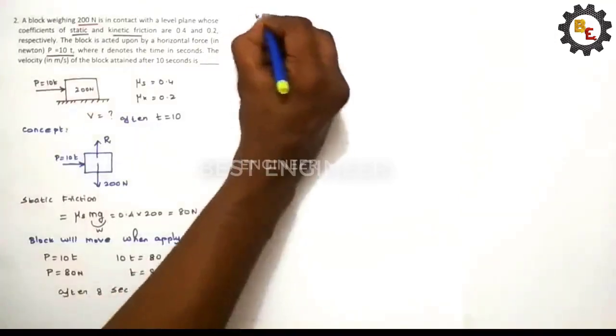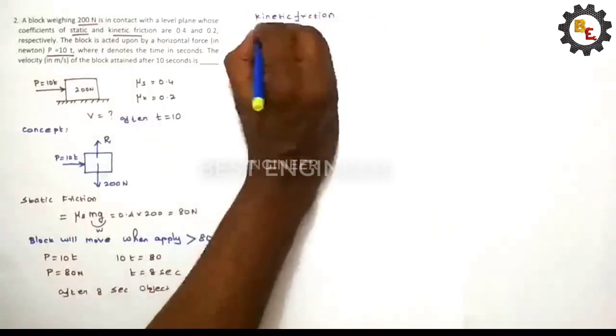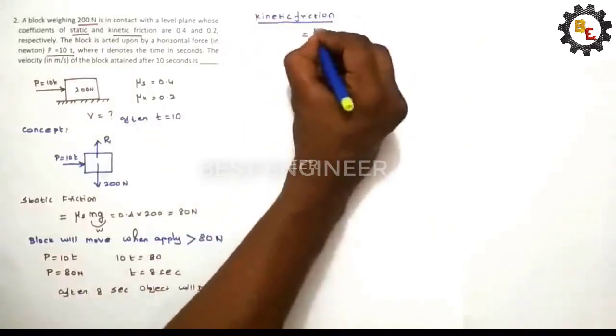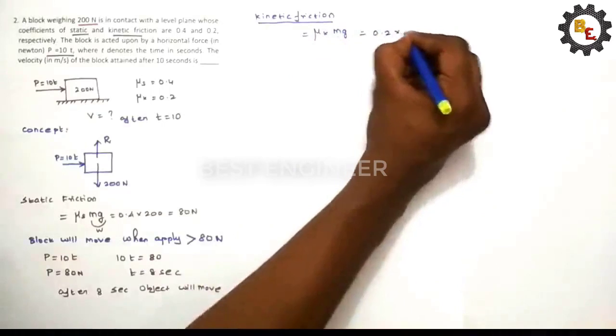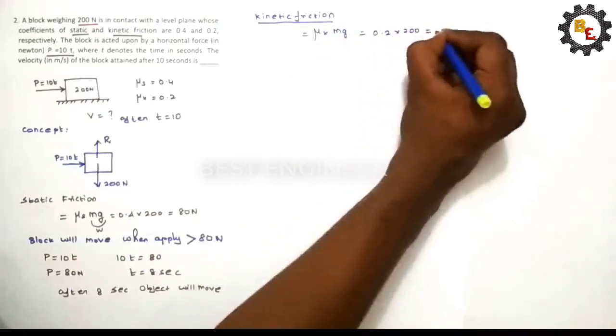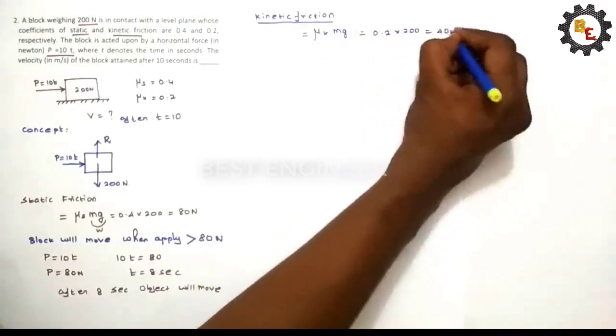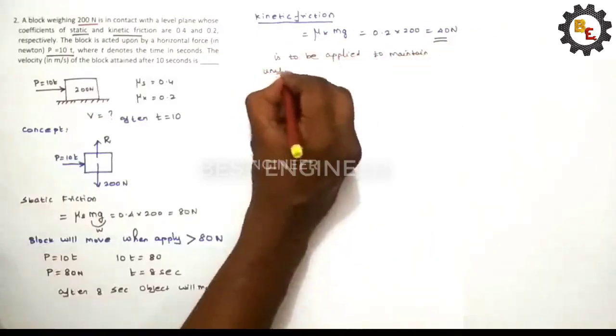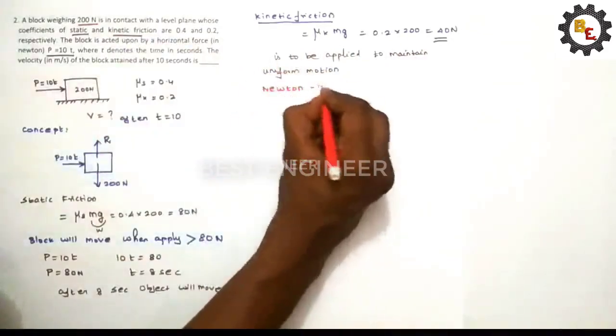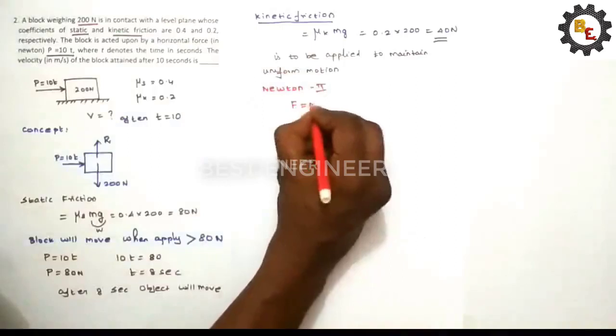Kinetic friction is equal to mu kinetic into mass into gravity. That is, kinetic friction is 0.2 into 200, which is equal to 40 Newton. This 40 Newton force is to be applied to maintain uniform motion. Now let's go for Newton's second law. We know that F equals ma.